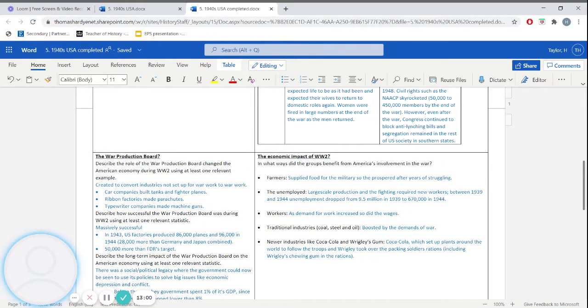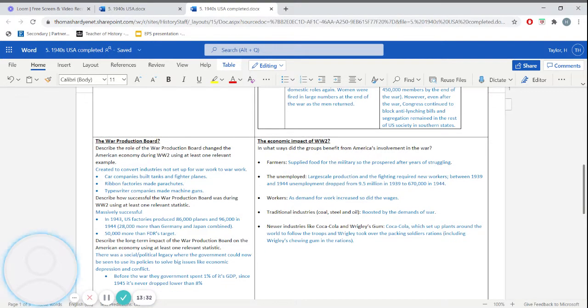Okay, so the economic impact of World War II. In what ways did groups benefit from America's involvement in the war? So there are five different groups here, and we'll talk through them all individually. Farmers prospered because they supplied food for the military. This is a group, as you'll remember from the Depression and even during the boom years, that continued to have a hard time in American society. But because of the war, farmers were prospering in a way they hadn't before.